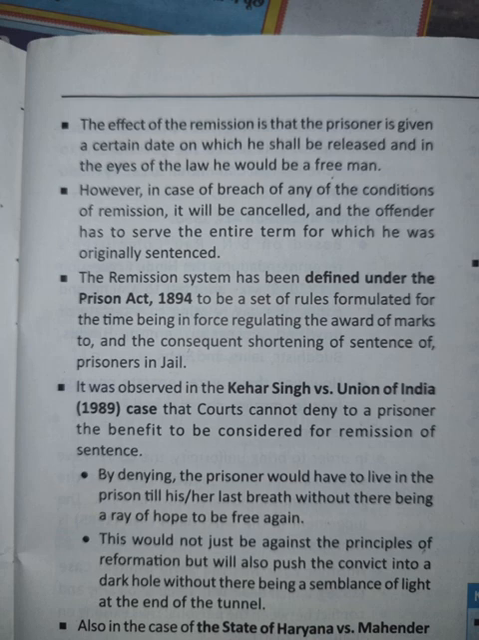However, in case of breach of any of the conditions of remission, it will be cancelled and the offender has to serve the entire term for which he was originally sentenced. The remission system has been defined under the Prisons Act 1894 to be a set of rules formulated for the time being in force, regulating the award of marks to, and the consequent shortening of the sentence of, prisoners in jail. It was observed in the Kehar Singh versus Union of India 1989 case that courts cannot deny to a prisoner the benefit of being considered for remission of sentence.